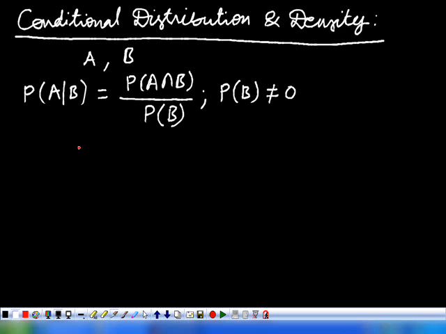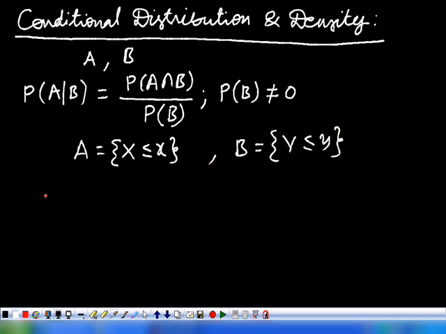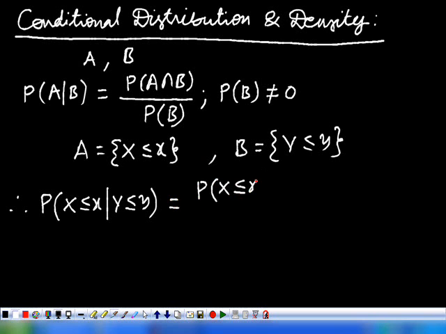Now we relate these two events. Let event A be X less than or equal to x, and B is another event that is associated with the random variable Y. Therefore we can write the probability of X less than or equal to x given Y less than or equal to y is equivalent to the probability of A and B, that is X less than or equal to x and Y less than or equal to y, divided by the probability of Y less than or equal to y.